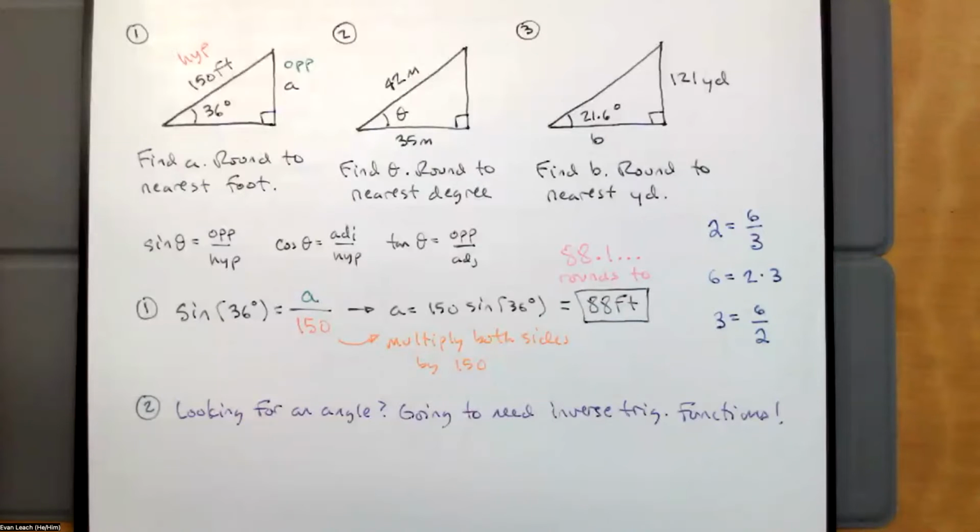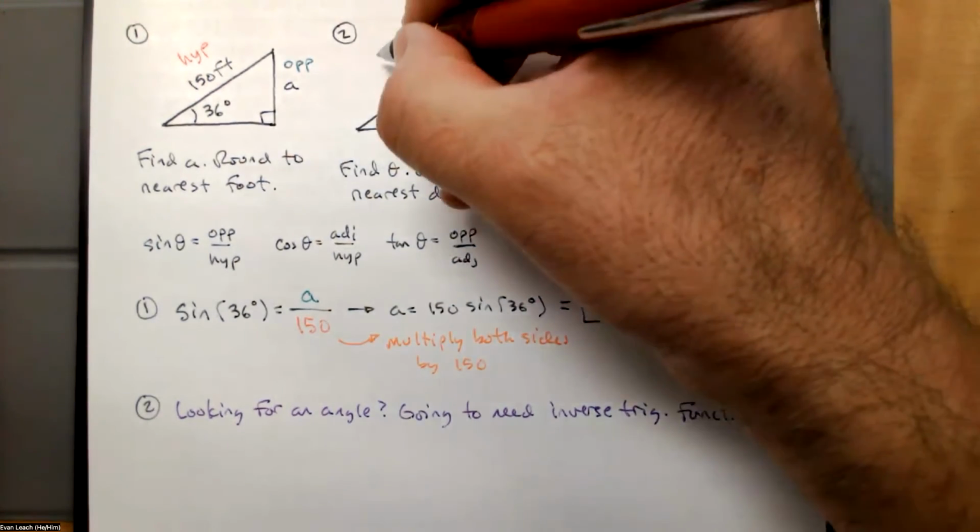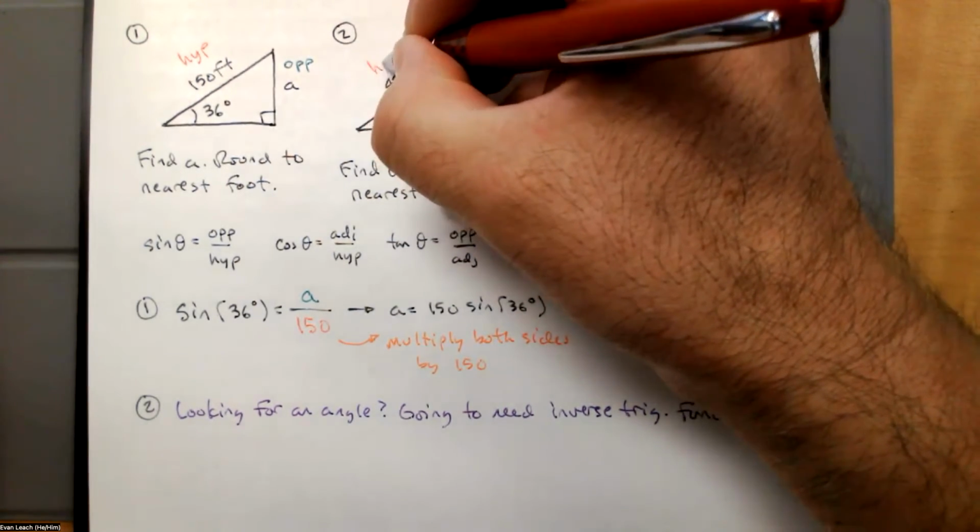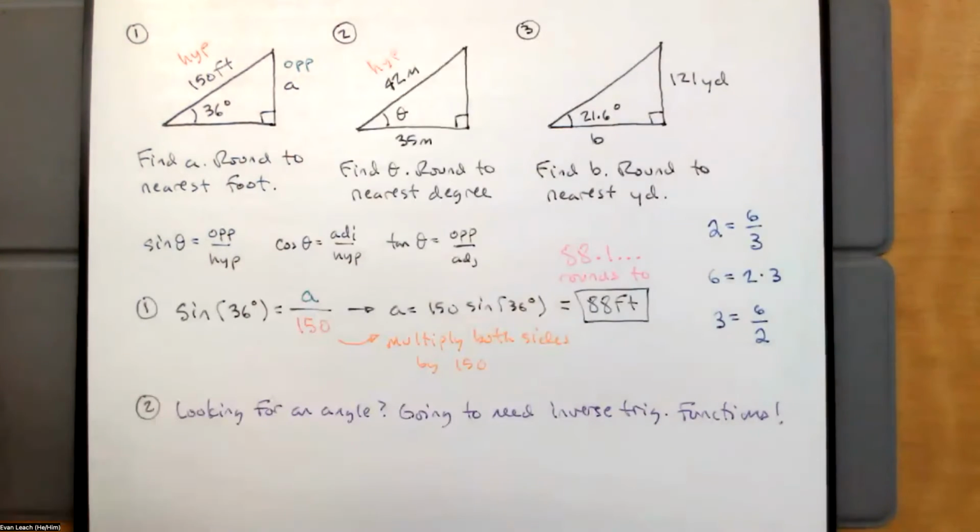Let's take a look at the angle that we're looking for and see what information we're given relative to that angle. First of all, we have this 42. What should we call that 42? So the 42 is going to be our hypotenuse. It is opposite the right angle. So 42 is our hypotenuse.